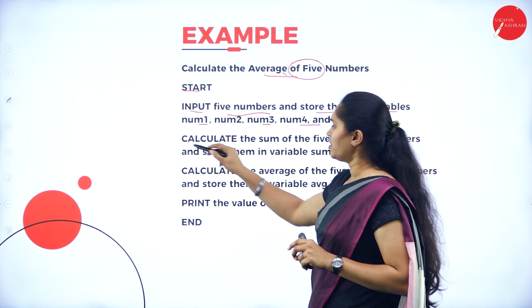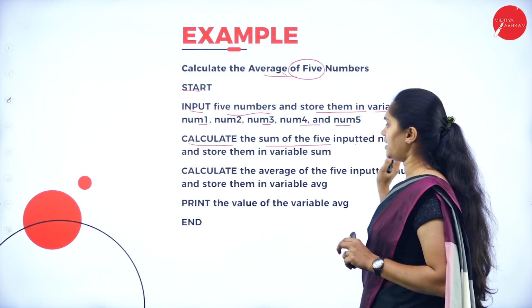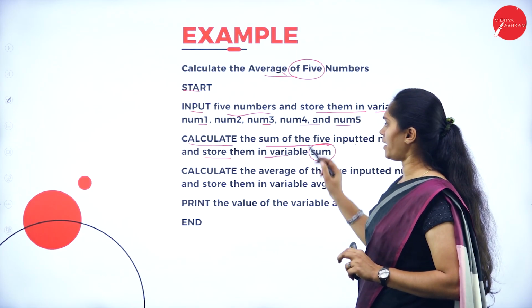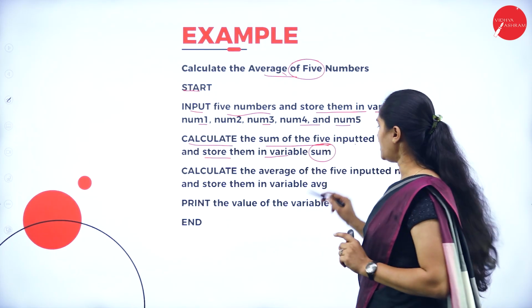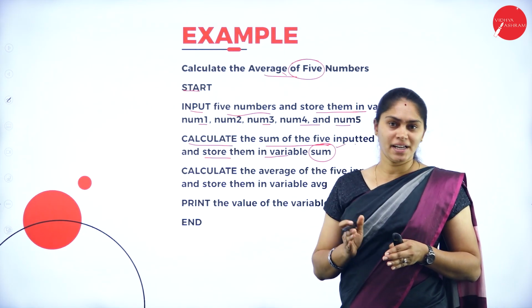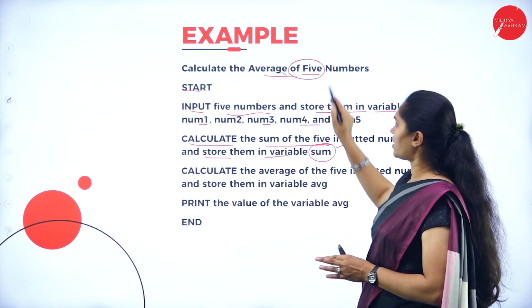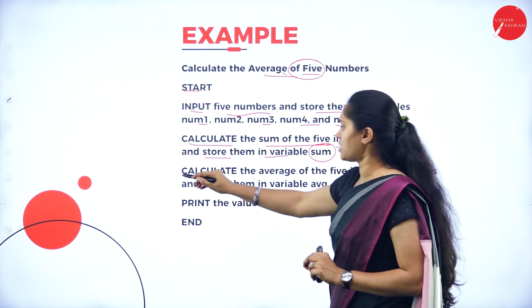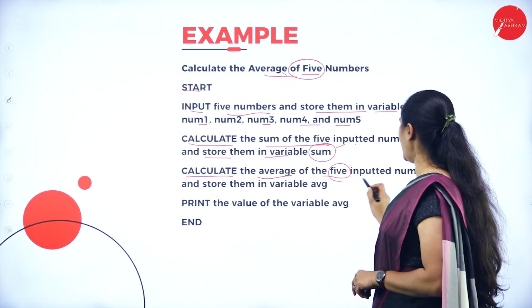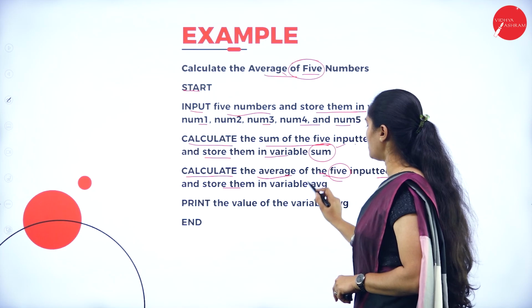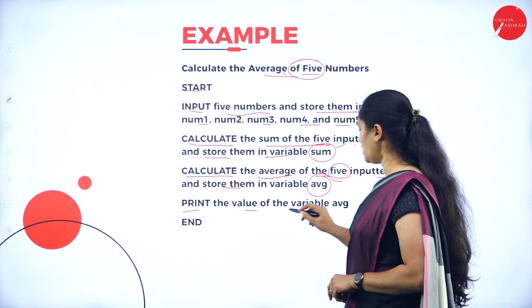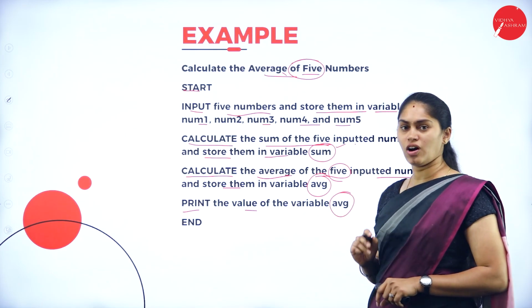Then what we are doing, we are calculating the sum of the 5 inputted numbers, and then we store it in a variable called sum. After finding the sum, that should be divided by 5. Why? Because we are finding the average of 5 numbers. So what we have to do? Again we calculate the average of the 5 inputted numbers and store it in the variable called average or AVG. Then we print the value of the variable average or AVG.